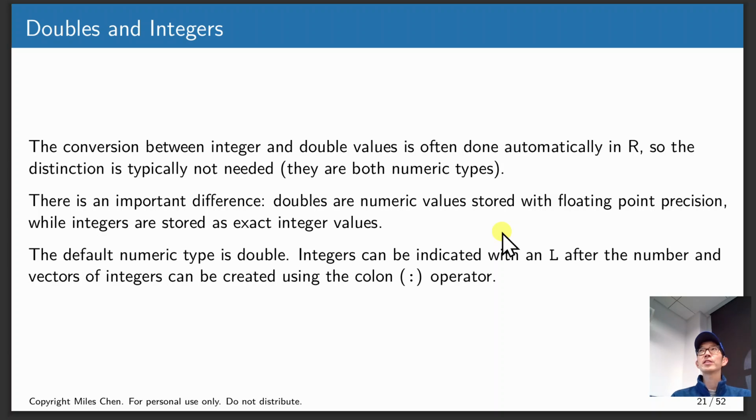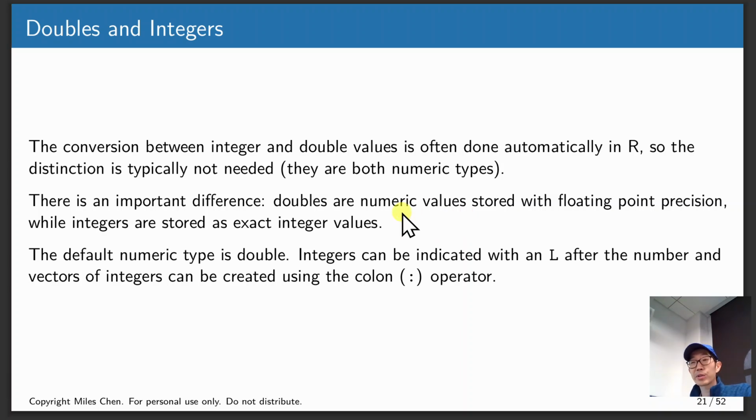The distinction isn't needed. There is an upper limit for how big your integer can be. There's also an upper limit for how big your double can be. Doubles generally can have at most 16 significant figures, okay, around 16 places after the decimal, and for bigger numbers, just 16 significant figures. So doubles are stored with floating point precision, which has a limit.